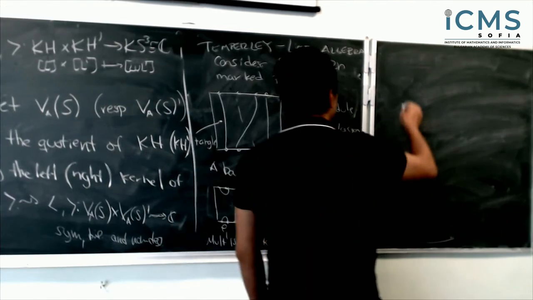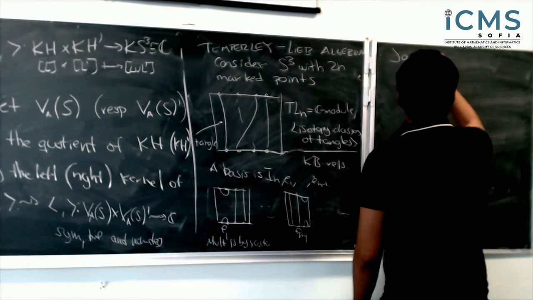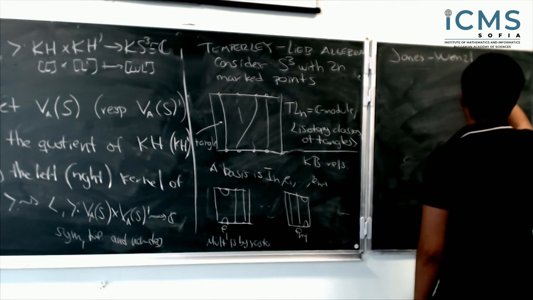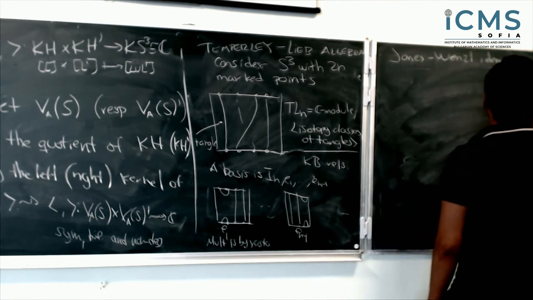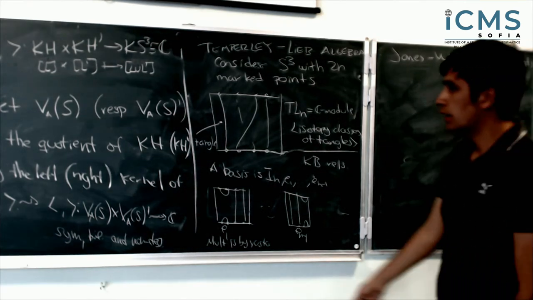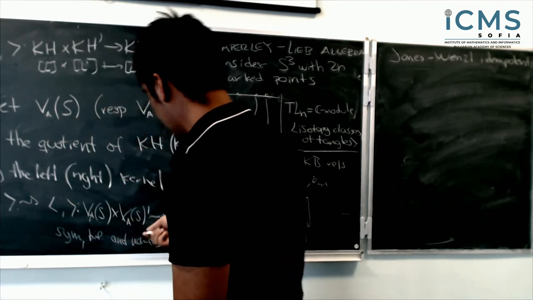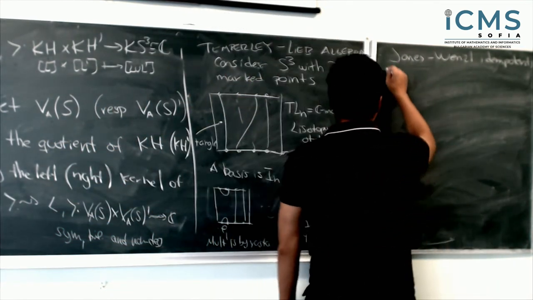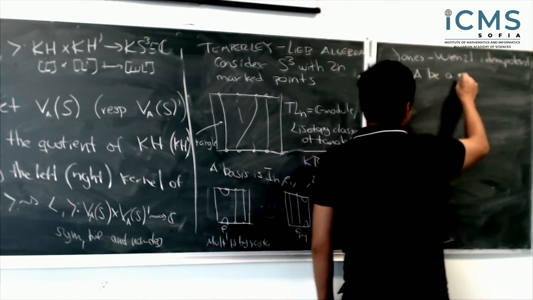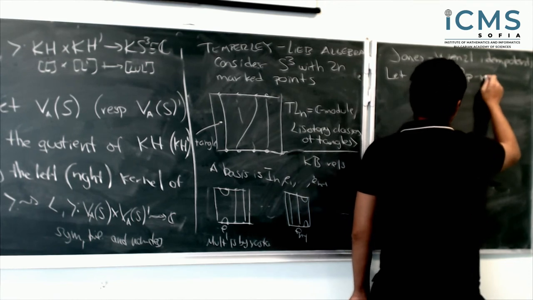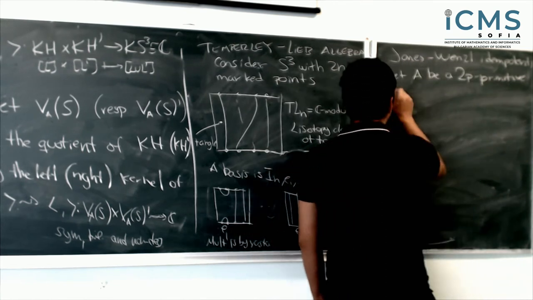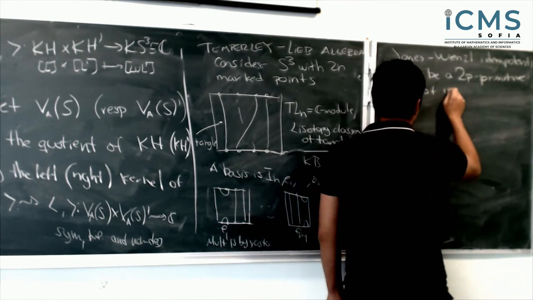These are called the Jones-Wenzl eigenvalues. And here we need to fix the A. So now this was a complex number, I used to define all of this, but now let A be a 2p-th, p prime, integer root of unity.